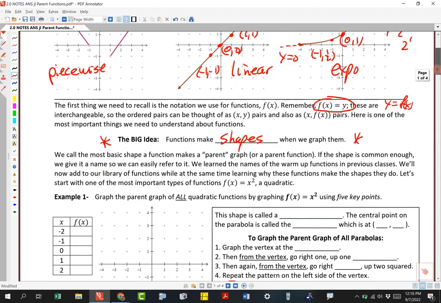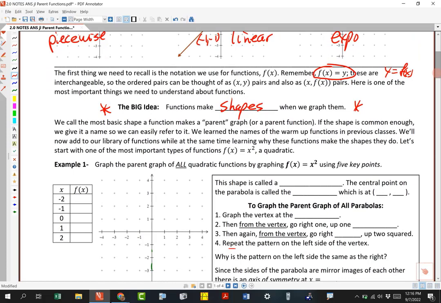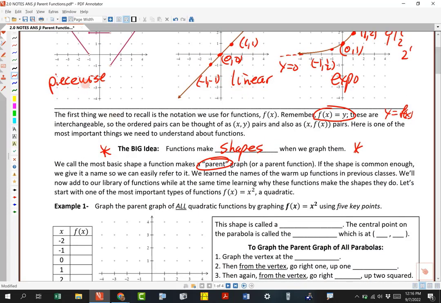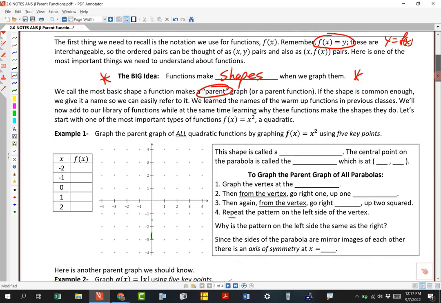Okay, so the most basic shape that we're going to come across for any particular one is called a parent graph. And if that shape is common enough, then we give it a special name so we can refer to it. So we've got linear graphs here, piecewise, we've got exponential. We're going to talk about a whole bunch of parent graphs in this unit, and this is the most important one that we're really going to cover all year. It's called a quadratic, and it's this shape right here. It's f of x equals x squared.